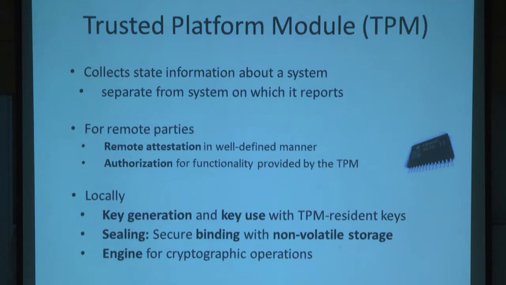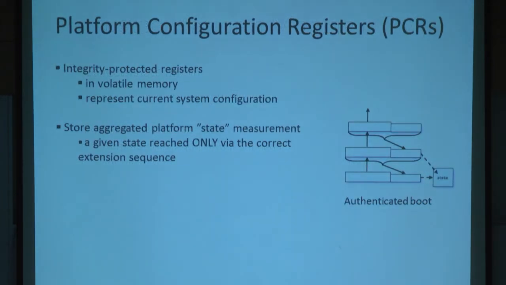Or you can use this state information to control access to resources that are protected by the TPM, like for example a signing key or a decryption key. For TPM resident keys, it provides functionality for generating a key and using a key. It provides functionality for storing some data, encrypted and integrity protected, outside the TPM. And it provides essential cryptographic operations.